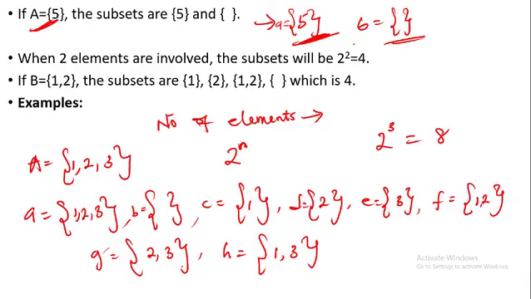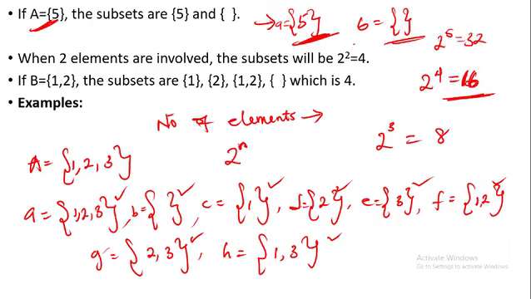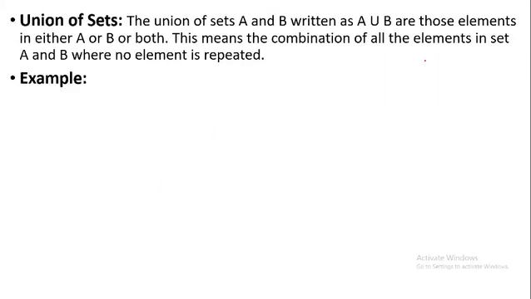Okay, so how many subsets do we have? We have 1, 2, 3, 4, 5, 6, 7, and 8. Do we understand? So for a set that has 4 elements, it will now be 2 raised to power what? 4, and that will give us what? 16. So a set that has 4 elements will have 16 subsets. A set that has 5 elements will have 2 raised to power 5, which will give us what? 32. So any set that has 5 elements will give us what? 32 subsets, and so on and so forth.